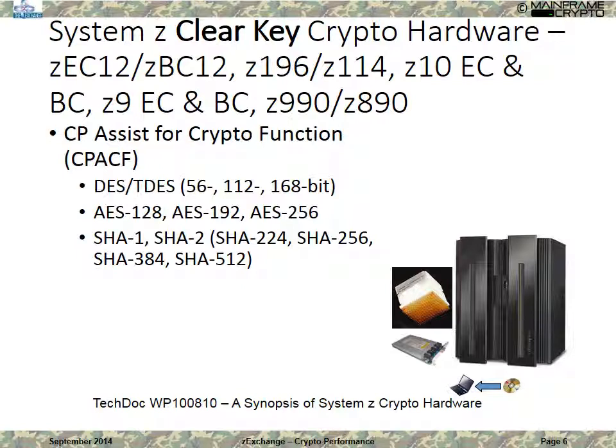And the SHA-2 is actually a suite of algorithms with multiple lengths available for the hashing algorithm. But that's all the CPAC-F does, is symmetric encryption and hashing. And it's very fast. We'll see that in a minute, that those operations are very, very quick, but it's limited functionality. Let's go to slide 7.